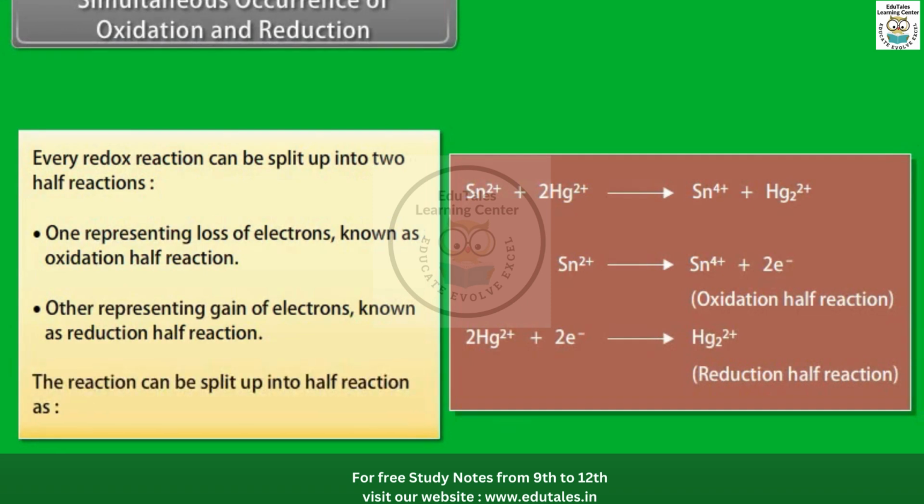The reaction can be split up into half reactions as Sn2 plus gives rise to Sn4 plus plus 2 electrons. This equation is the oxidation half reaction. And 2Hg2 plus plus 2 electrons gives rise to Hg2 2 plus. This equation is the reduction half reaction.